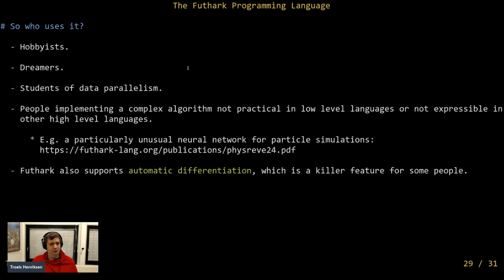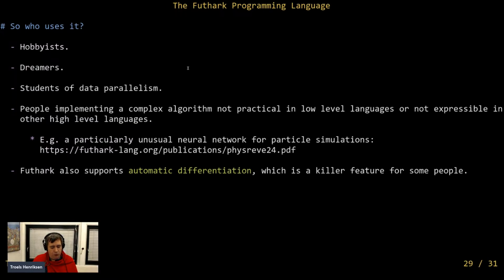Others are students at other places who are sometimes volunteers to use it or forced by their own teachers to use it. But there are also people who use it who are not hobbyist dreamers or forced to. And that tends to be people who are researchers, not in compilers, and usually also not in machine learning, because machine learning users have their own languages. But there's been people who need to implement complicated algorithms that are not easily expressible in the high-level languages that they have available, like JAX or PyTorch, and that are too hard to express in low-level languages like Triton or just CUDA itself.